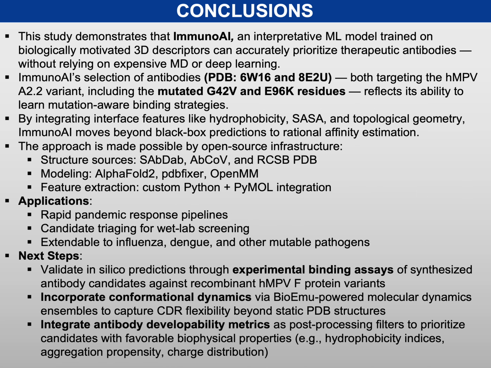In summary, ImmunoAI demonstrates that 3D descriptor-based ML can accelerate antibody discovery to repurpose and triage promising candidates. It also effectively prioritizes antibodies for the HMPV A2.2 mutation, targeting both mutated and conserved sites that can be tested experimentally. And third, it's built entirely with open source tools like AlphaFold2, PyMOL, PDBFixer, and LightGBM, which means this pipeline is fast, modular, explainable, and adaptable.